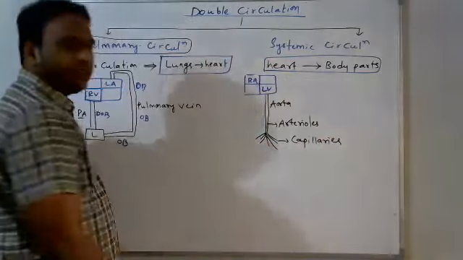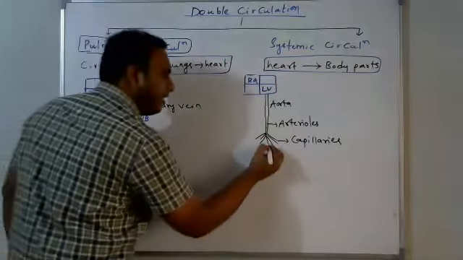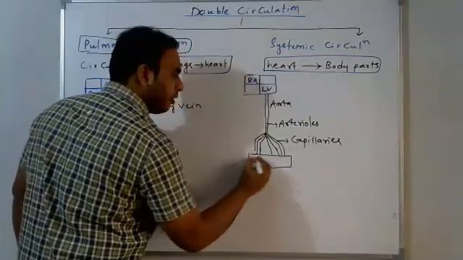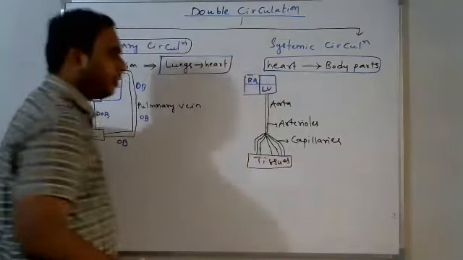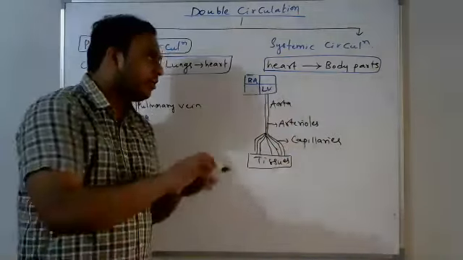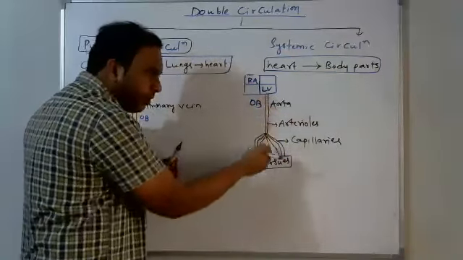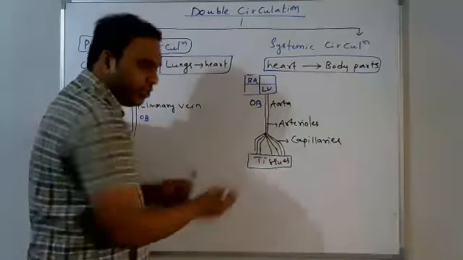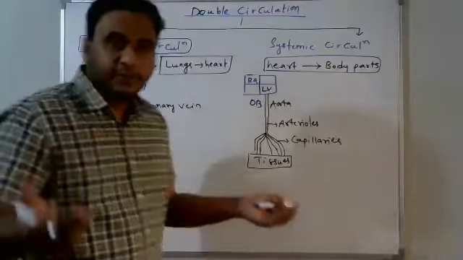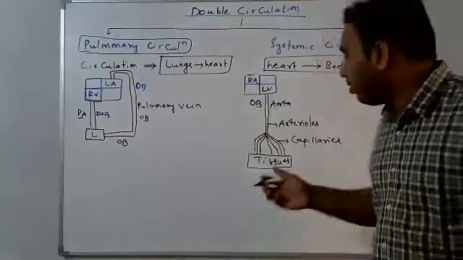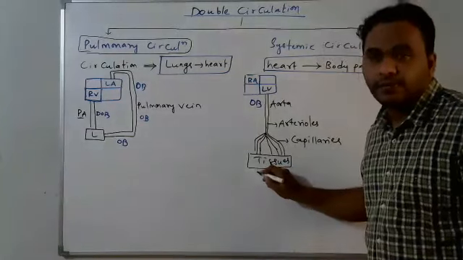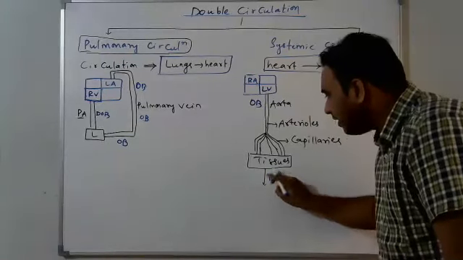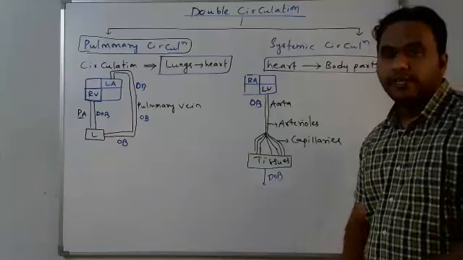Then capillaries, just a branched representation of drawing capillaries, and then body tissues. Left ventricle, which blood is supplied? Oxygenated blood only, no? Oxygenated blood from left ventricle enters into aorta, then arterioles, then capillaries, then tissues, right? And again, in the tissues, which blood is produced now? Deoxygenated blood, right? From the tissues, deoxygenated blood.